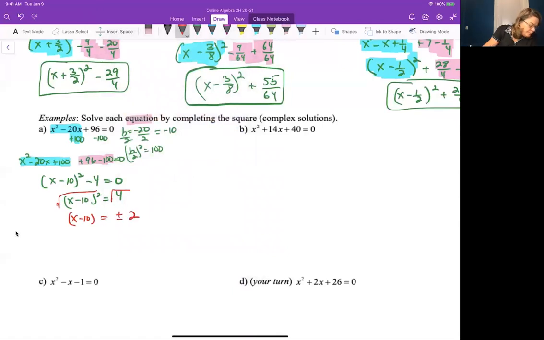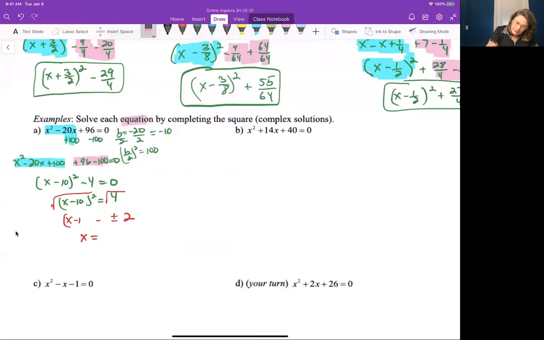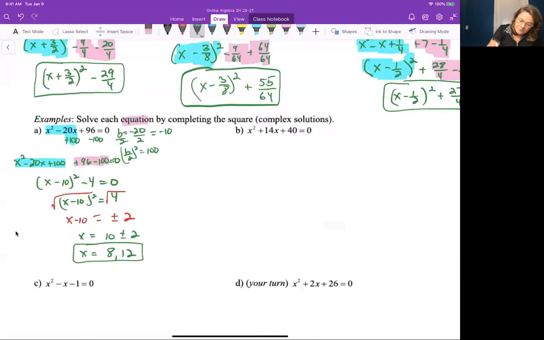All right. I will then solve for x is equal to, I could probably drop the parentheses on that last step there. I will get x is equal to 10 plus or minus 2. And so we will find x to be equal to 8, 12. All right, let's do another one.